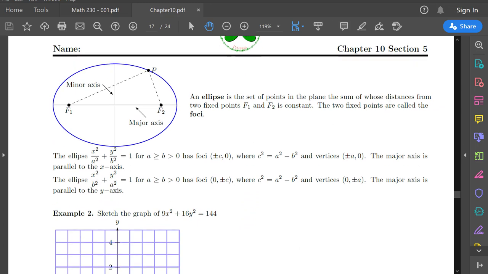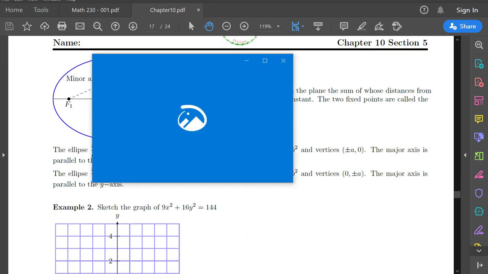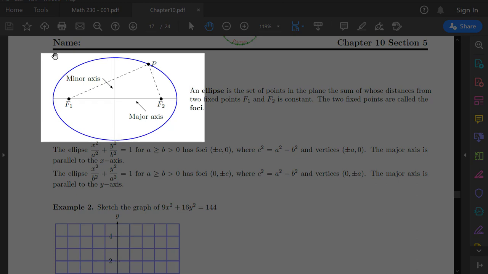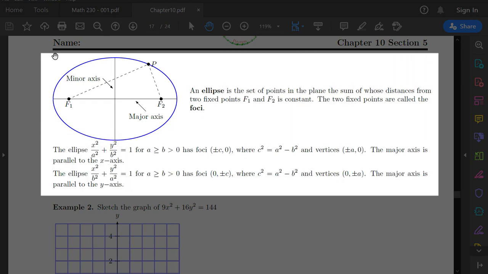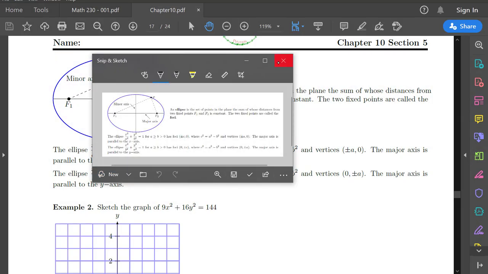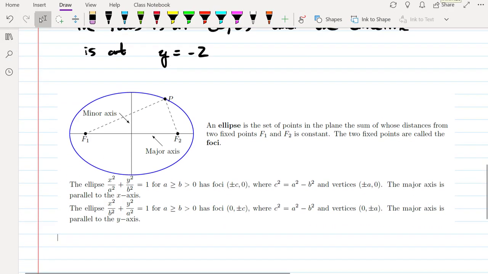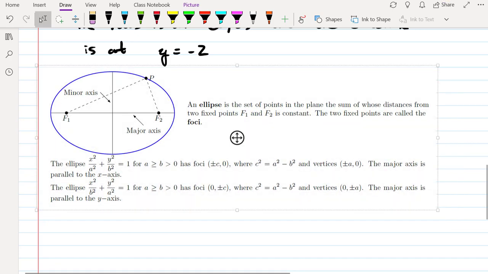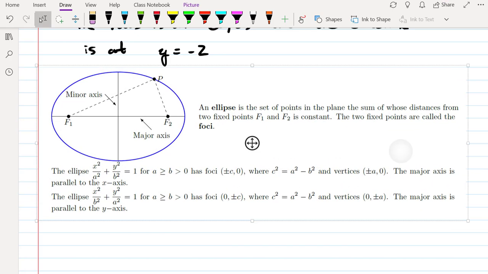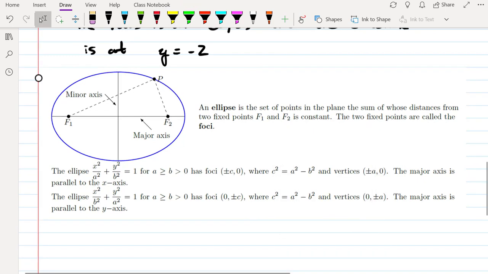So the next conic section that we wish to talk about is the ellipse. The ellipse is a little bit different than a parabola. Once again, we're going to talk about the geometric definition. An ellipse is the set of points in the plane, the sum of whose distances from two fixed points, F1 and F2, is constant. The two fixed points are called the foci, or singularly, each one is a focus of the ellipse.